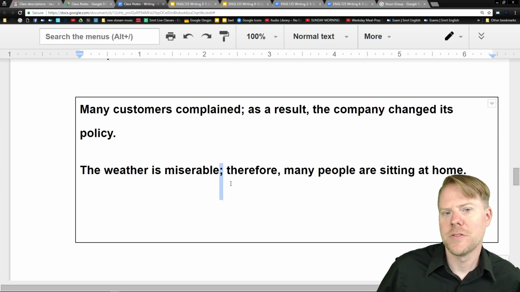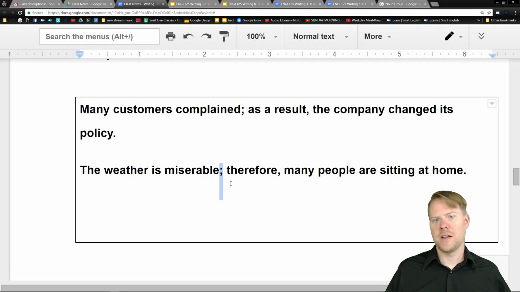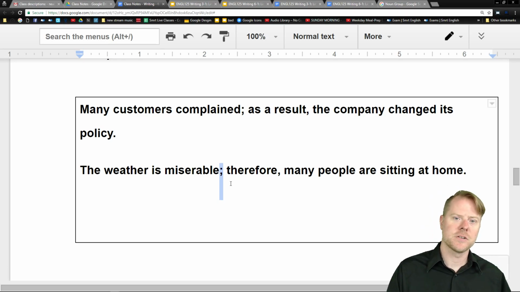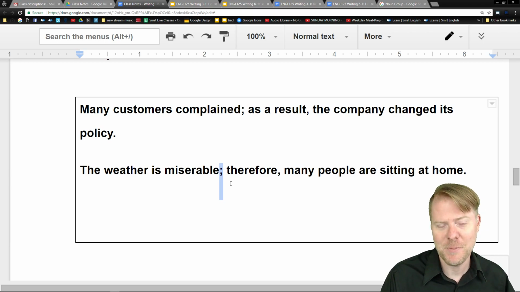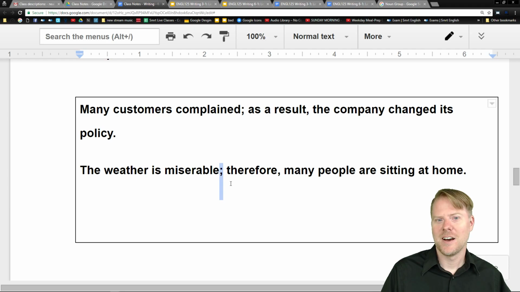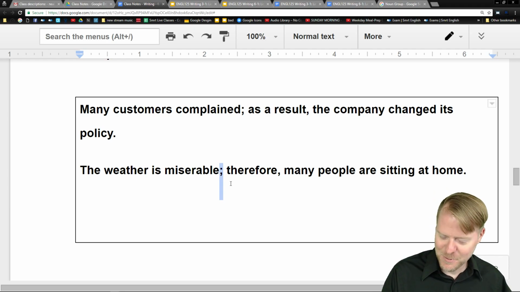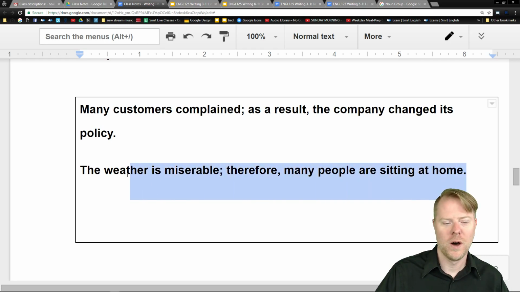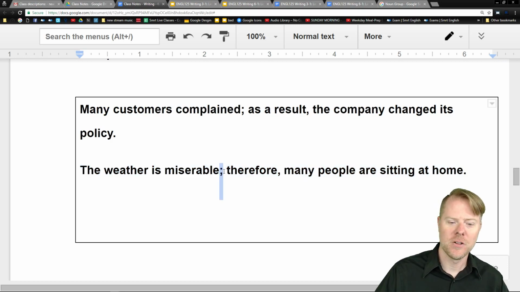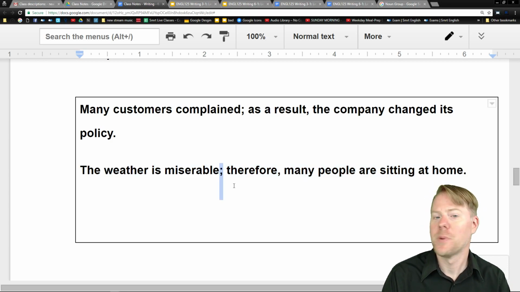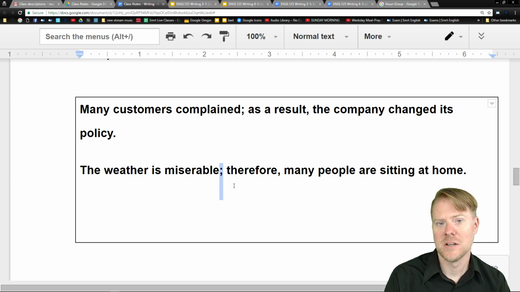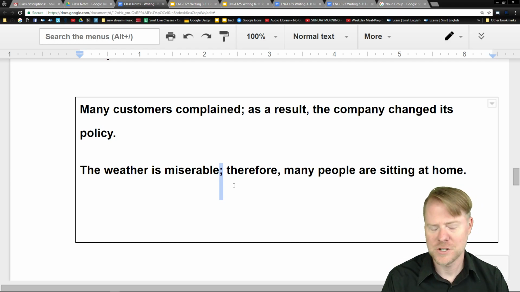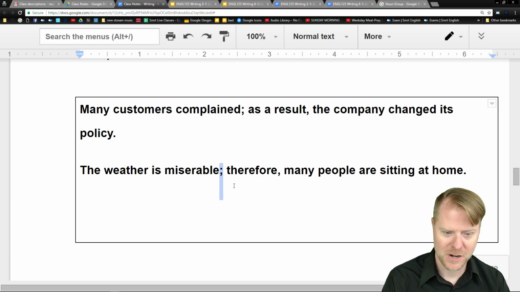When you use a semicolon, the difference between a semicolon and a period, a question mark, or an exclamation mark is that a semicolon doesn't end the sentence. This is still all one sentence. So a semicolon is strong punctuation, but it does not break the sentence like a period, a question mark, or an exclamation mark does.